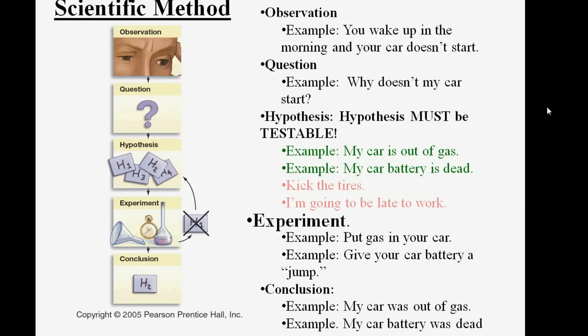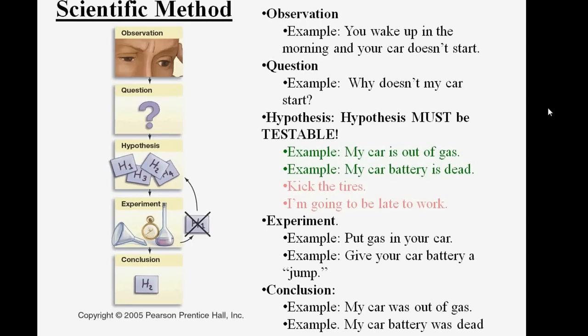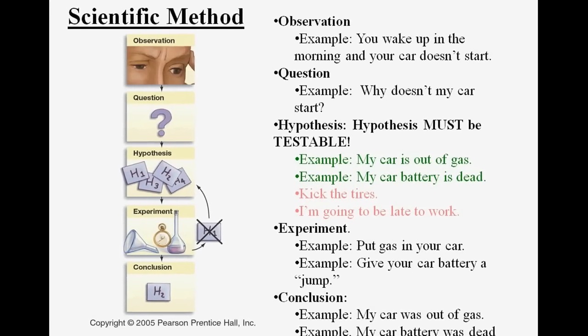Then, of course, you would do your experiment. Now, your experiment for your hypothesis saying that your car is out of gas would be, of course, to put gas in your car. To test your hypothesis that your car battery is dead, well, you could give your car battery a jump. Both of these are experiments. Then your conclusion would be that either your car was or was not out of gas, or your car battery was or was not dead. If your conclusion proves your hypothesis wrong, you have to start all over again. But that, of course, is the scientific method. Remember, observation, ask a question, make a hypothesis, test it with the experiment, and then conclusion.